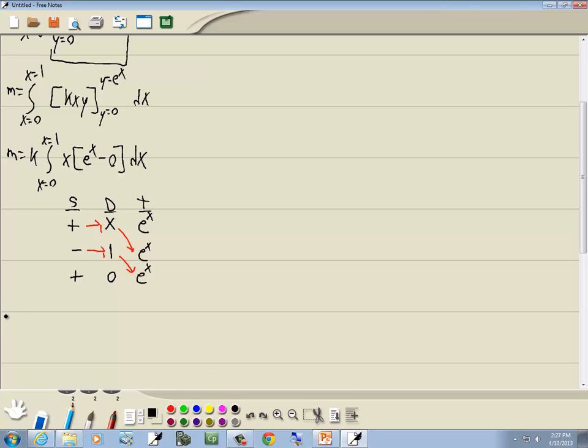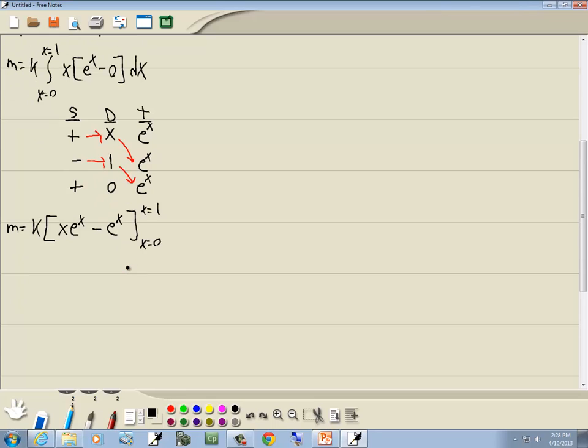Okay, so I'm going to have m is equal to k, and then this part right here, if I follow this, plus x e to the x, so we're going to have x e to the x, and then we have a minus 1 times e to the x, that's minus e to the x, from x equals 0 to x equals 1.